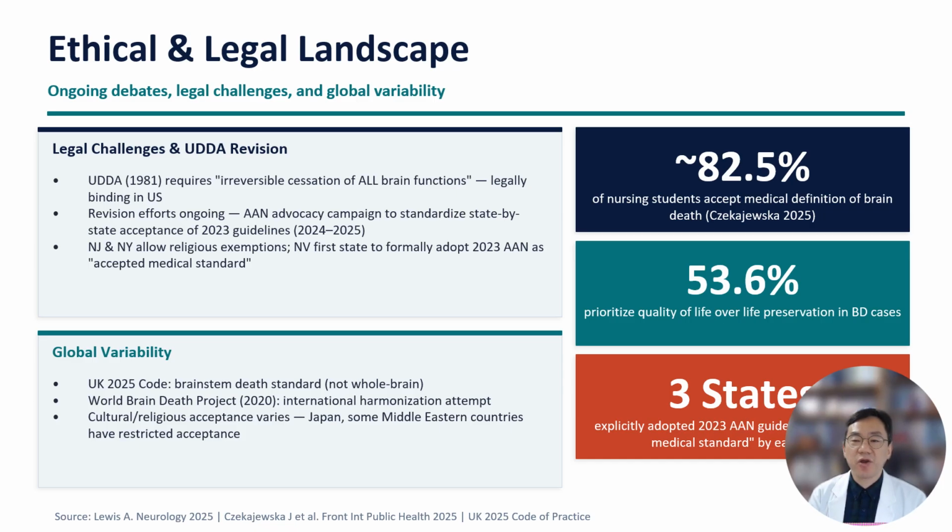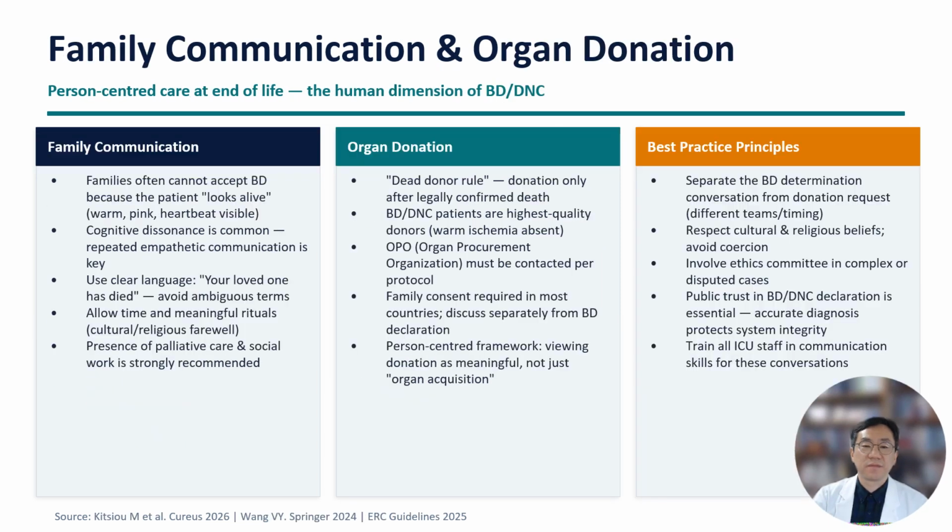The whole brain death project in 2020 tried to harmonize the international criteria, but cultural and religious acceptance varies widely. In Japan and some Middle Eastern countries, brain death as a legal standard has historically faced significant resistance. On the publicly acceptable side, a recent 2025 study found that about 82.5% of nursing students accept the medical definition of brain death, and just over half prioritize quality of life over life preservation in the VD cases. That tells us there's still educational work to be done.